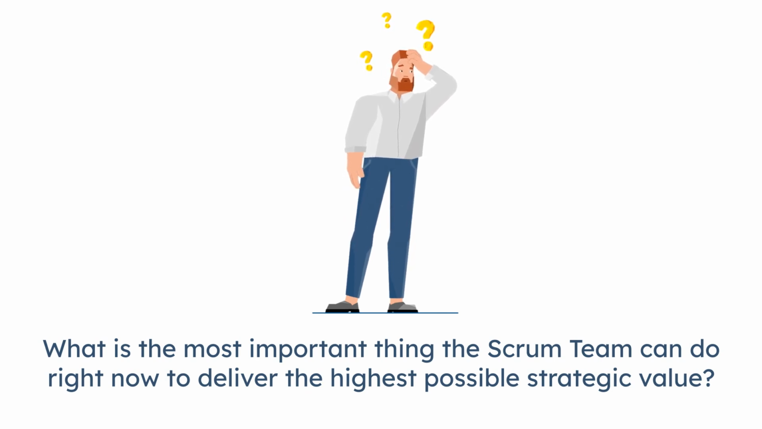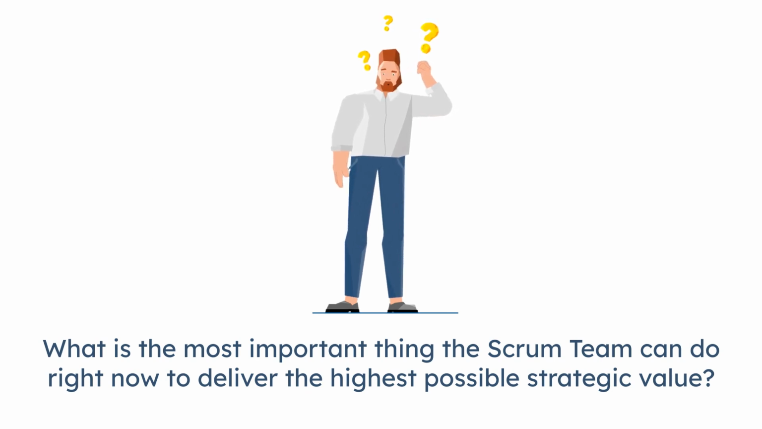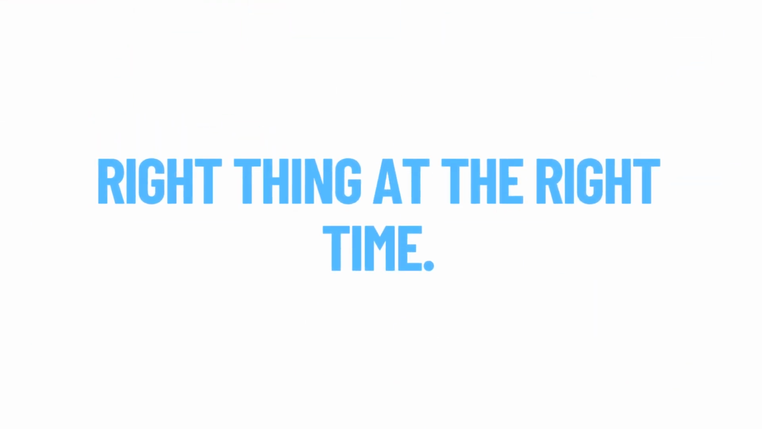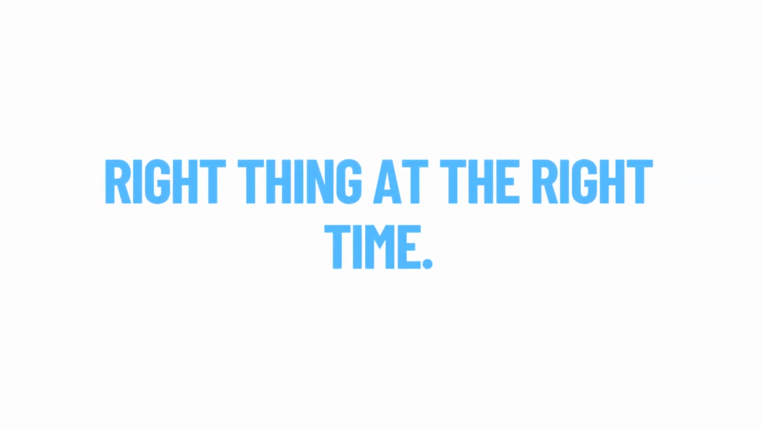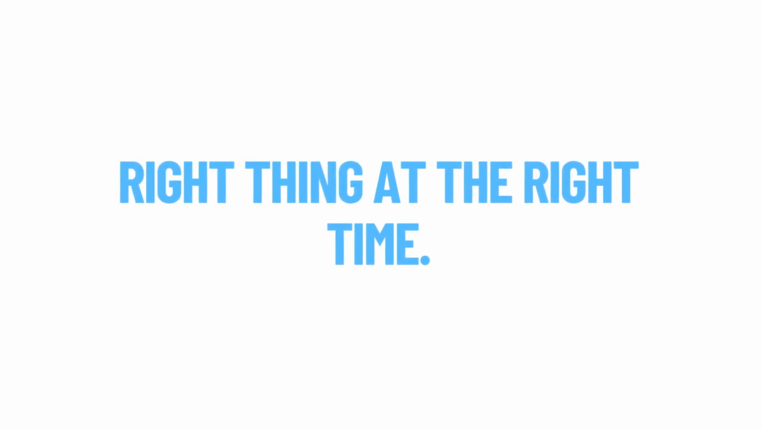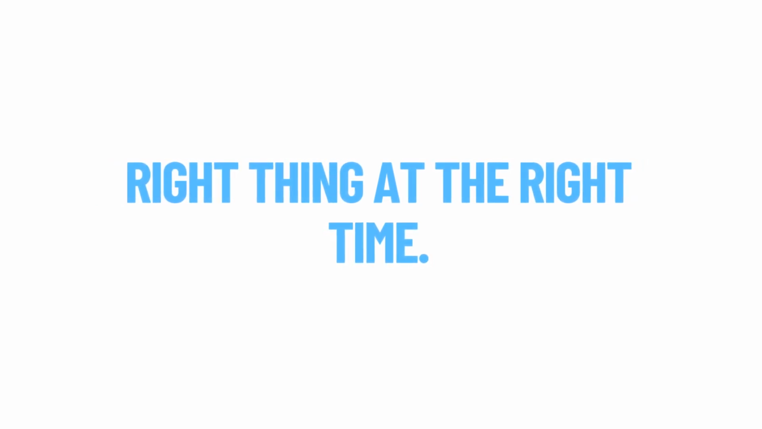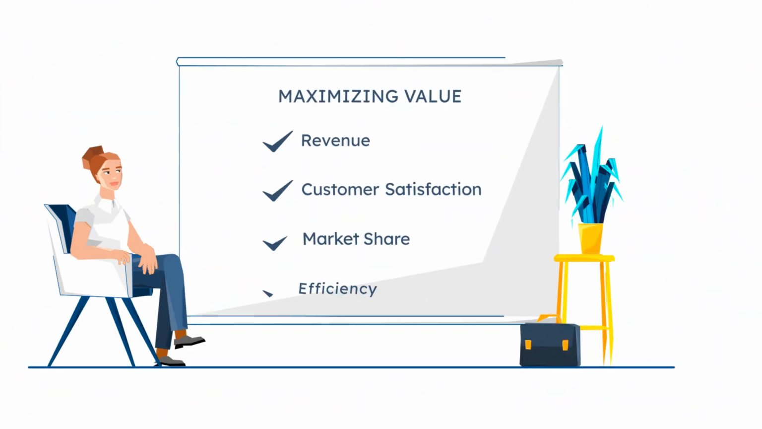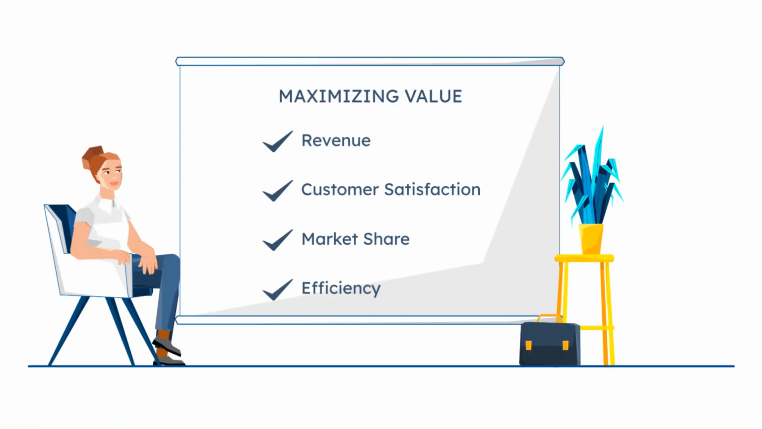If you are building the wrong thing efficiently, you are failing. The product owner ensures the team is always building the right thing at the right time. This accountability demands discipline, market insight, and continuous inspection. It is the reason you are the strategist, not the administrator, for your product. Value isn't just revenue. It can be customer satisfaction, market share, or efficiency.